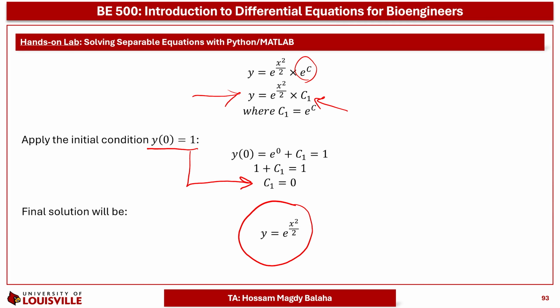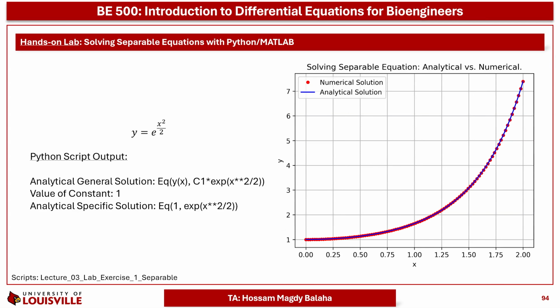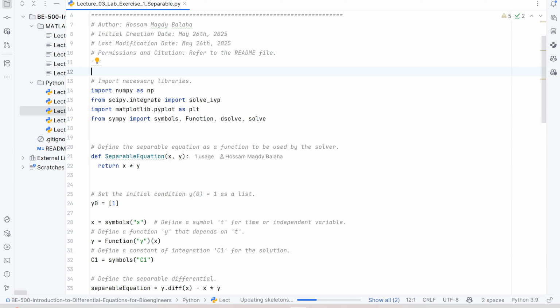Now we need to validate this result with MATLAB and Python, given this equation and this initial condition. So you'll find the scripts under the name Lecture 3, Lab Exercise 1, Separable, in both folders, MATLAB and Python. In this example, let's start with Python.